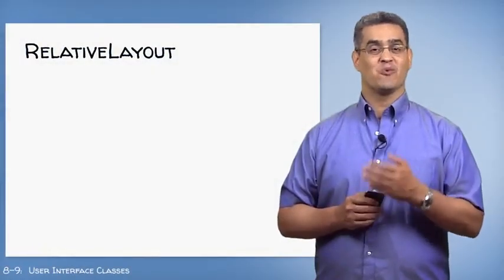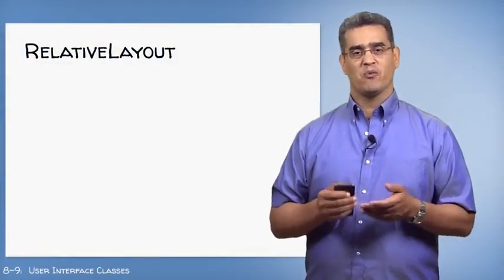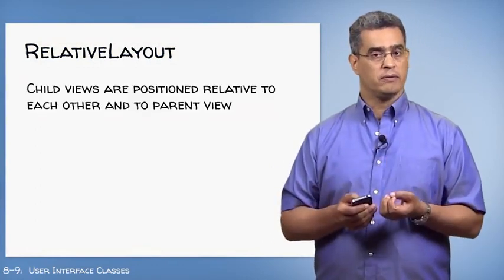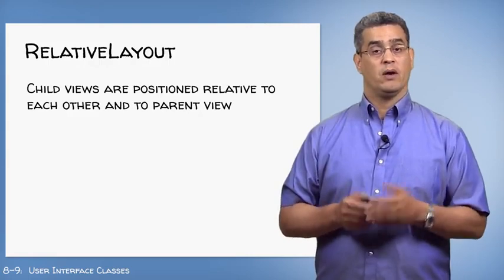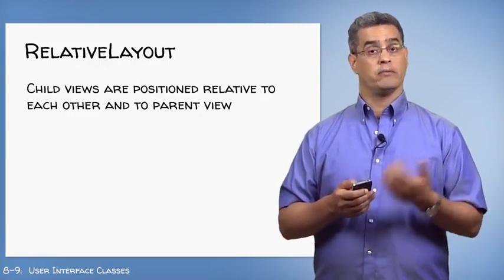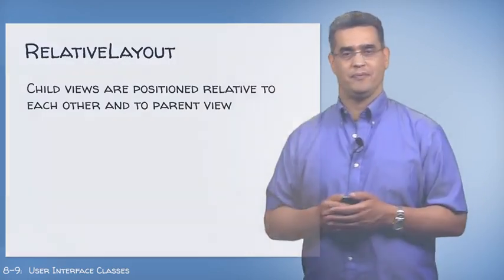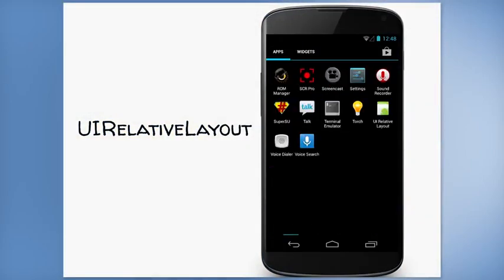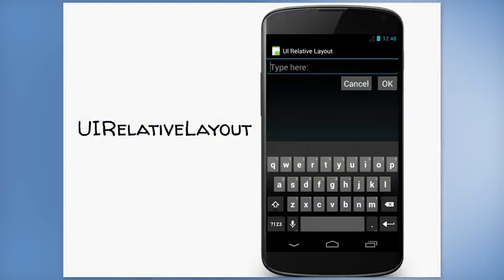The next layout is a relative layout. With a relative layout, child views are positioned relative to each other and to their parents, rather than in a fixed order as we saw with a linear layout. Here's the UI relative layout application. This application contains an edit text view and 2 buttons. Let's look at how we get that particular layout.